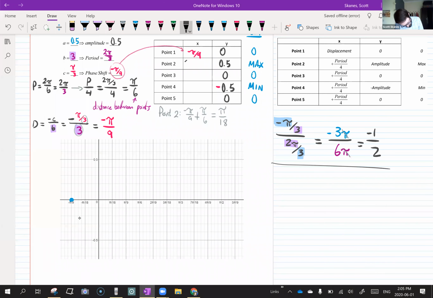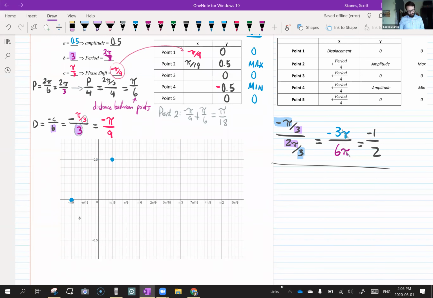So pi over 18 is my next value. That's the x value. The y value is 0.5. Find it on your graph. Pi over 18 is right here. And the y value, 0.5. Okay, x value, pi over 18. Y value, 0.5. Connect the dots. Or, you know, put the pieces of the puzzle together.